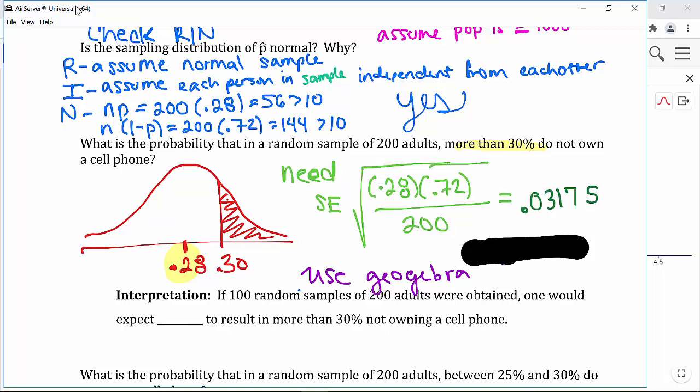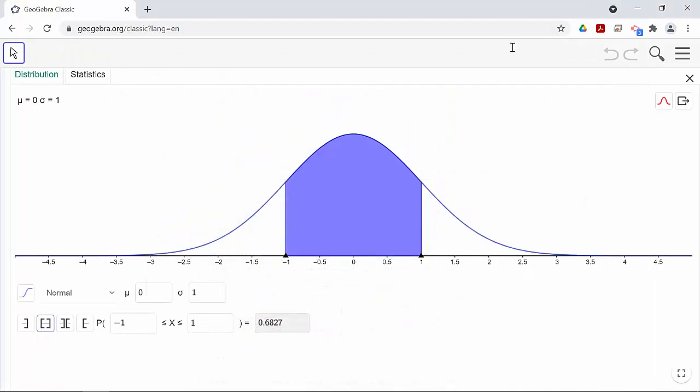And so we're going to use the formula of p times 1 minus p divided by 200. If you put that in your calculator, you get a standard deviation of about 3%. Okay, and we would use GeoGebra to find this, or in other words, to find the probability of getting another sample of greater than 30%. So I'm going to jump to GeoGebra, and we want greater than, so we're going to use this button.